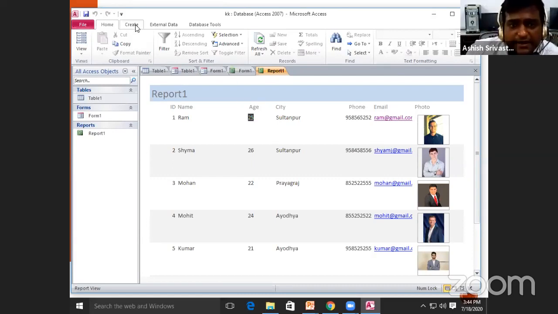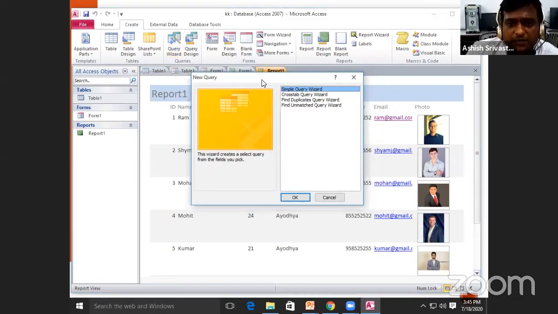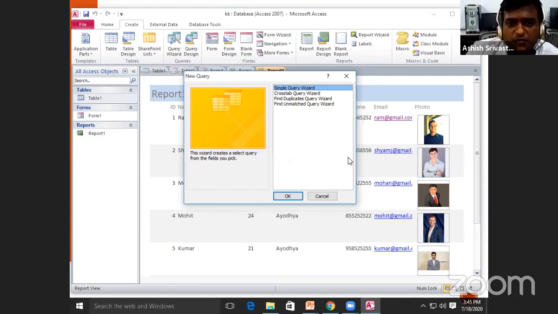सो क्वेरी क्रिएट करने के लिए यहाँ पर हम क्रिएट बटन पर क्लिक करेंगे और फिर यहाँ पर हम क्वेरी टैब पर जाएंगे। क्वेरी टैब पर देयर आर टू ऑप्शंस, क्वेरी विजार्ड एंड क्वेरी डिजाइन। तो यहाँ पर क्वेरी विजार्ड पर हम क्लिक करेंगे और जैसे ही हम यहाँ पर क्वेरी विजार्ड पर क्लिक करेंगे तो इस तरीके से न्यू क्वेरी, ये डायलॉग बॉक्स ओपन हो जाएगा। यहाँ पर 4 ऑप्शंस दिखाई दे रहे हैं, सिंपल क्वेरी विजार्ड, क्रॉस टैब क्वेरी विजार्ड, find duplicates query wizard, and find unmatched query wizard.